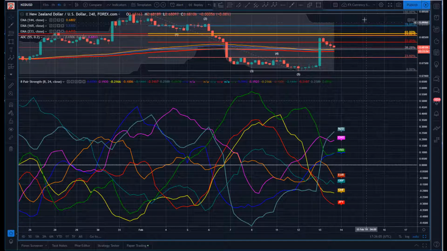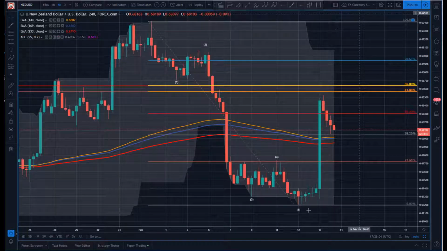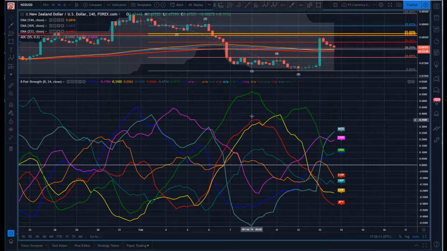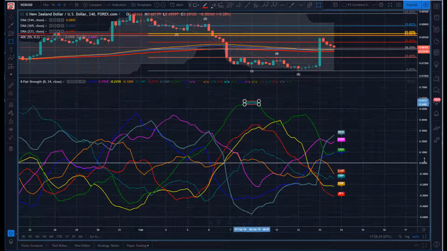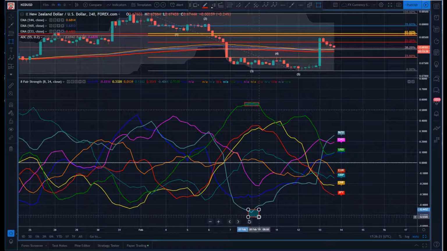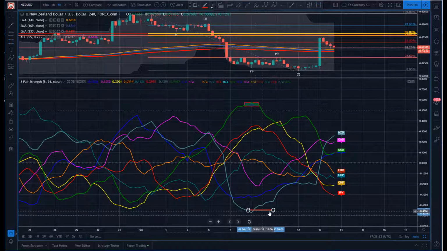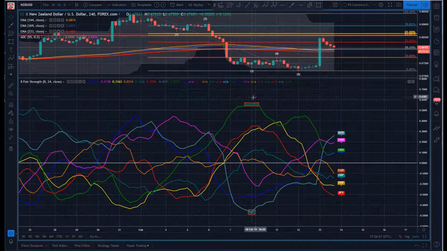If I click this off, you can see we had a clear impulsive move down. No wonder they were that far apart. So here's the extreme. I'm assuming you guys can see what I'm talking about. So there's the dollar. Let me scrunch a little bit. Here's the New Zealand dollar. Look at that. All right, that's what I want. Look at the extreme here.